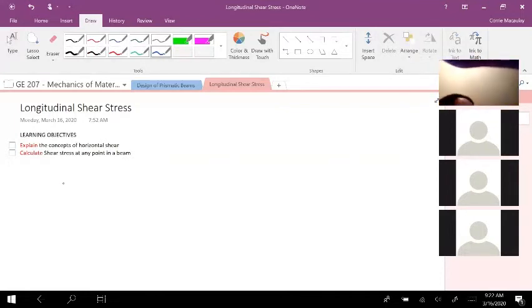All right, so we're looking at shear stress, right? Shear stress. Can you all see me right? Yep. Okay, good deal. So, shear stress on a horizontal surface.